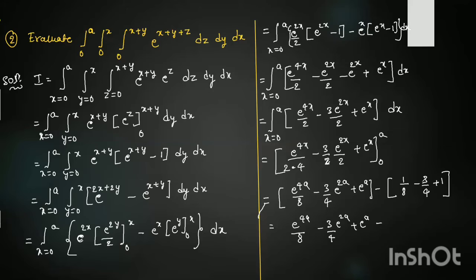4 minus 3 by 8. 3 by 8, sir. Yes, good. So this is the answer. You can keep this as the answer. Further simplification you can do by taking 1 by 8 outside, but it is not required. You can keep this as the answer.